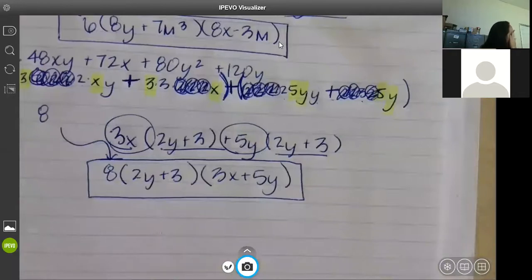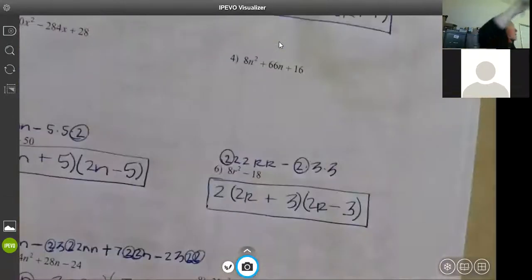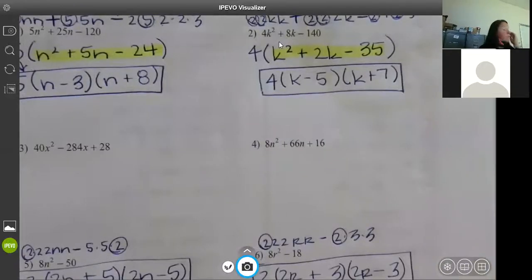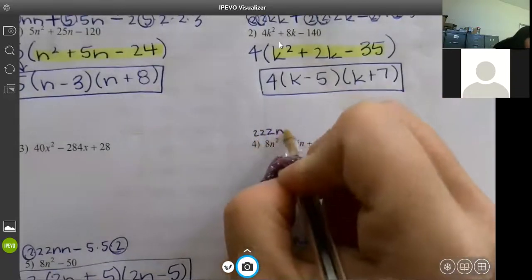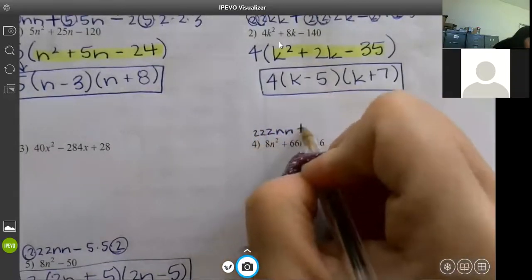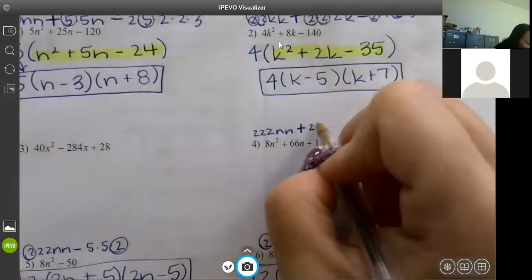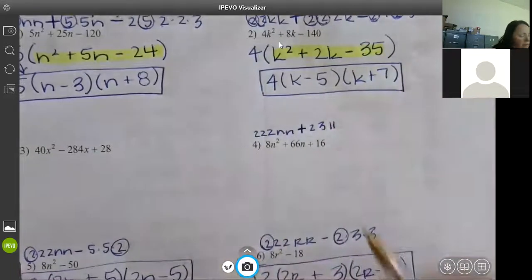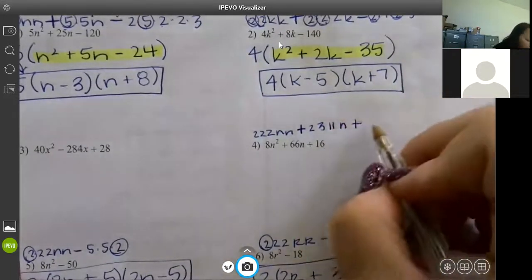All right, we're going to go back to 3 and 4, and then we'll be done. I'm going to start with number 4. The numbers are a little bit smaller, so we're going to go with that. Break it down to begin with. 8 is 2, 2, 2 and m. We have a plus. 66 is 6 and 11. 6 is 2 and 3, and 11 and an n. And 16 is 2 and 8.